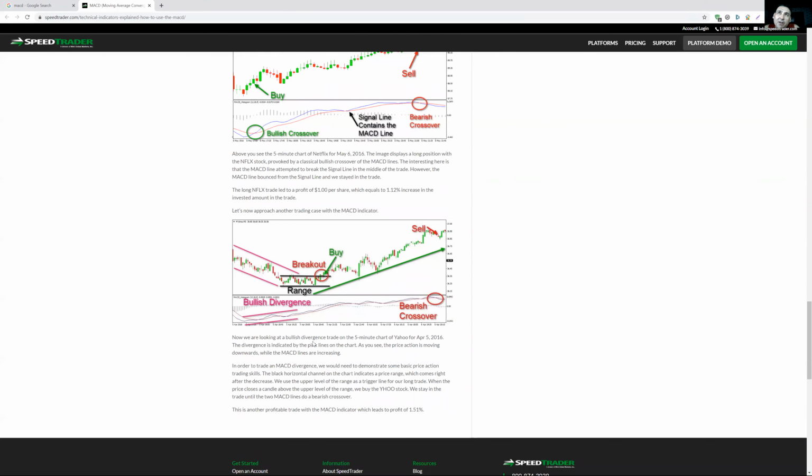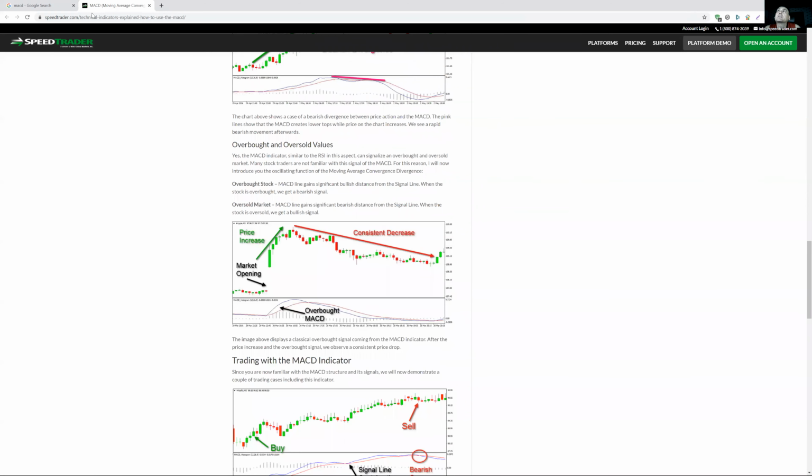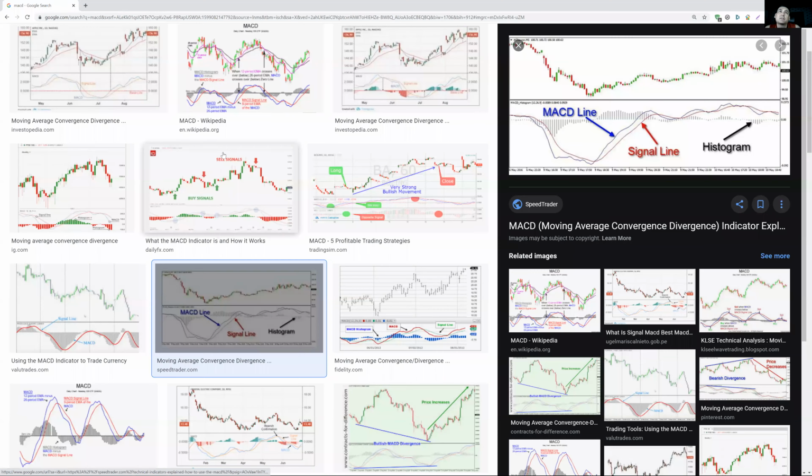Now here's a bullish divergence breakout. You have a range here. See this range? Now your MACD is going up right here. MACD is going up, and then it breaks out of this range, and then we're going up. And then you have a trend line formed. You see this line here? It's very bullish divergence here, until we had to sell right down here. So let's get info from Speed Trader.